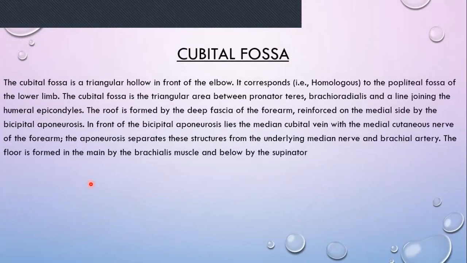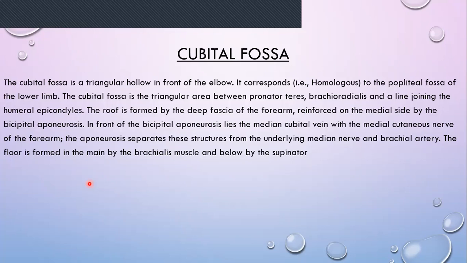So, Cubital Fossa. Cubital Fossa is a triangular hollow on the front of the elbow, which corresponds to the popliteal fossa of the lower limb. Remember, the popliteal fossa is on the posterior aspect of the knee, but the cubital fossa is on the anterior aspect of the elbow. Why? Because during development of the limbs, the upper limb rotates 90 degrees laterally, but the lower limb rotates 90 degrees medially. That's why we have these differences.